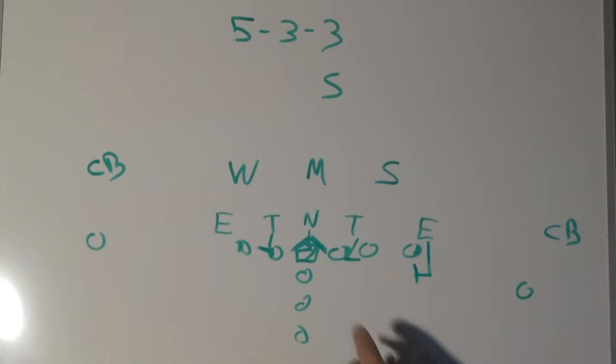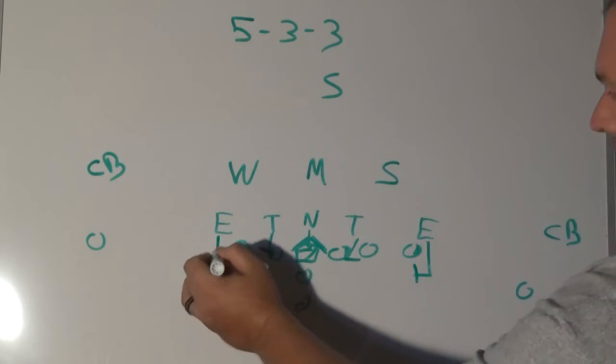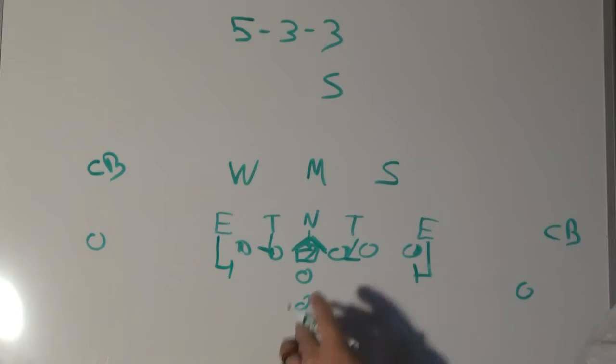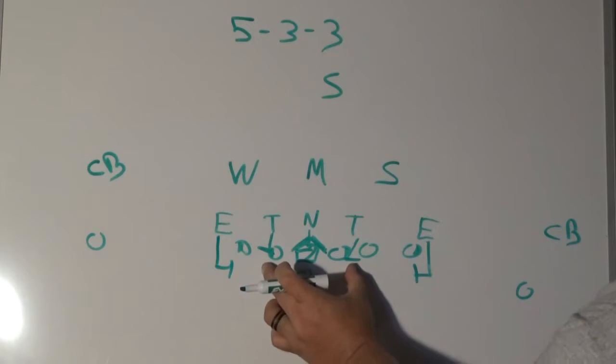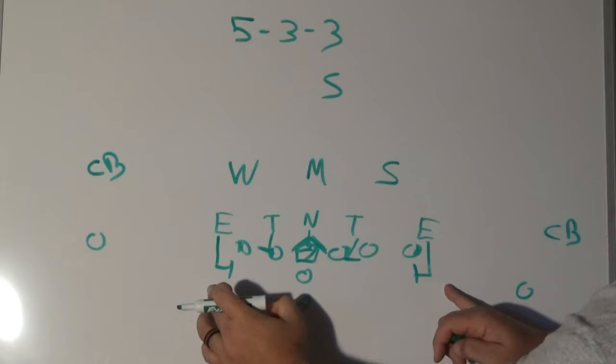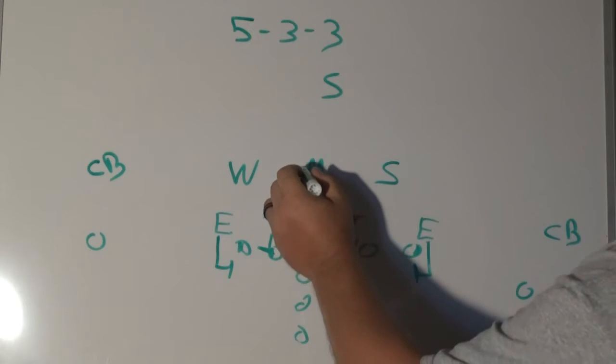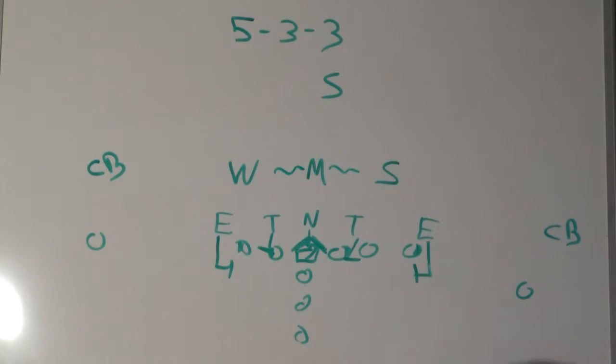These are the outside contain guys. You do not let anybody outside of you. So we're going to play 2-and-2 with our ends. So we have both A gaps covered, B gaps covered, and these gaps covered. These guys are outside contain. So that leaves the middle linebacker as a floater. He's responsible to play inside out on both sides of the ball.